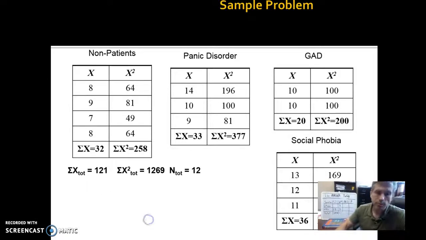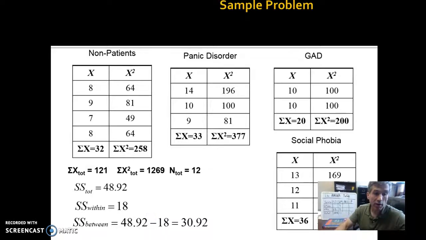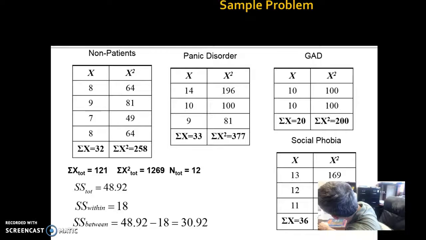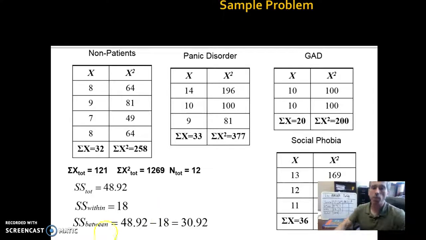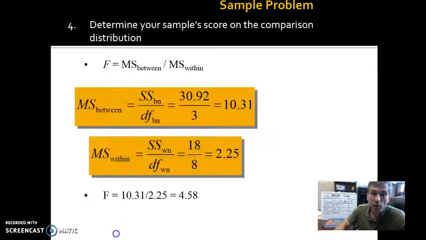There's 18. Then the sum of squares between, hey, we just subtract whatever's left over. After those first two sums of squares, the total and the within, it starts moving really fast. It's just some subtraction and division. You just got to make sure you do it right. So we subtract within from total, and our sum of squares between is 30.92. All right, just a couple more steps to go.